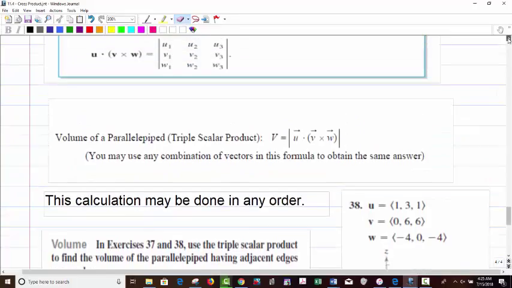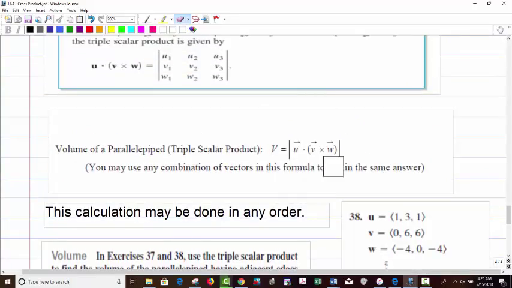But the interesting thing about this formula is it has the absolute value, because obviously this is a volume measurement, so it has to be positive. Depending on what order you do this triple scalar product, you might get a negative or a positive result, but the absolute value takes care of this. What's interesting is if you do U dot V cross W, you can put the vectors in any order and it won't matter. Sometimes you'll get negative answers, sometimes positive, but the absolute value takes care of that.